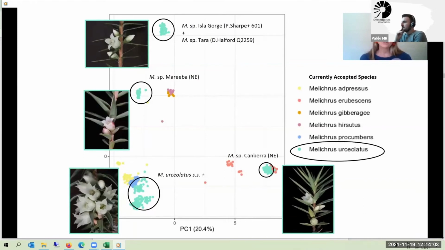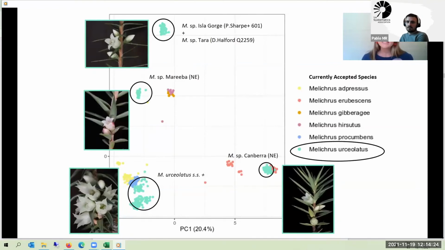The cluster below that corresponds with a phrase name taxon, Melichrus R.Br, which was segregated from Melichrus urceolatus a few years ago by one of my supervisors. Melichrus R.Br is particularly interesting as some early results from the population statistics suggest it could actually be an allopolyploid.